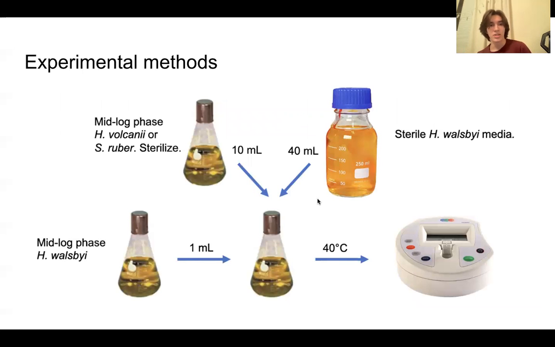So here's a visualization of the project. H. walsbyi was grown in its own media, and both H. vulcani and S. ruber were grown to mid-log phase before the cells were pelleted in a centrifuge and the remaining media was sterilized by filtration. 10 milliliters of that sterilized media was added to 40 milliliters of sterile H. walsbyi media. Then 1 milliliter of the H. walsbyi from its own separate media was added into the combined media. The H. walsbyi was grown in 250 milliliter flasks that were stored in a 40 degrees Celsius incubator.